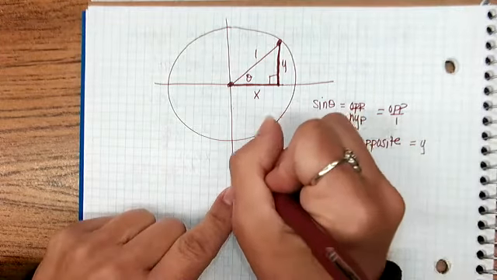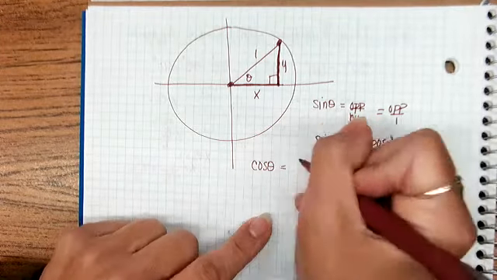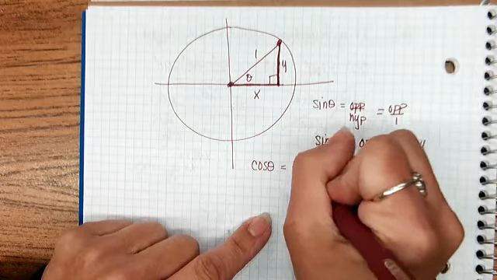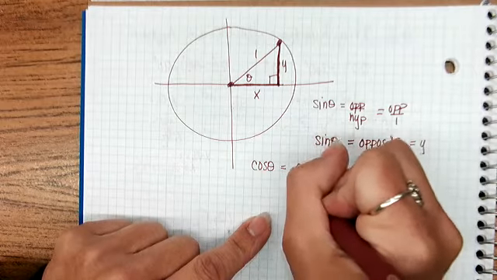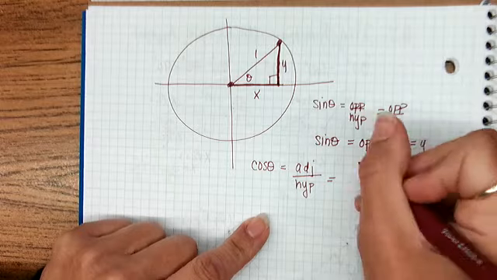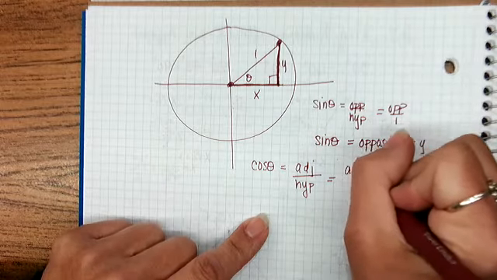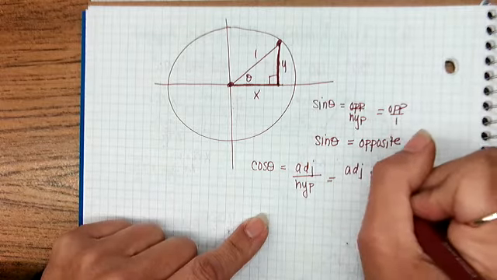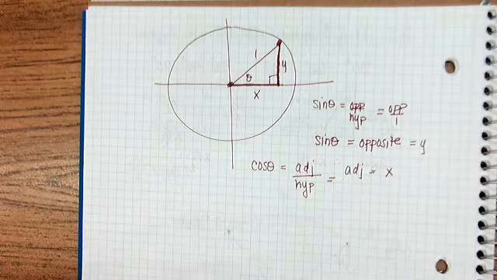Cosine. Cosine is adjacent over hypotenuse. The hypotenuse is 1, so isn't the cosine the same as the adjacent side? And isn't the adjacent side the same as x?